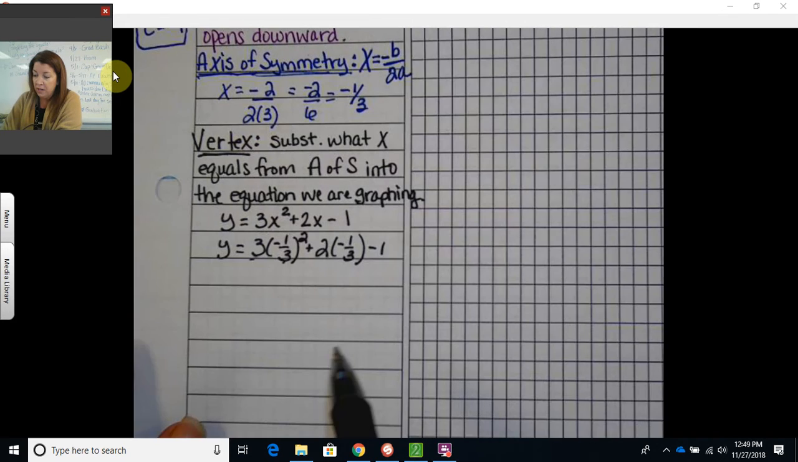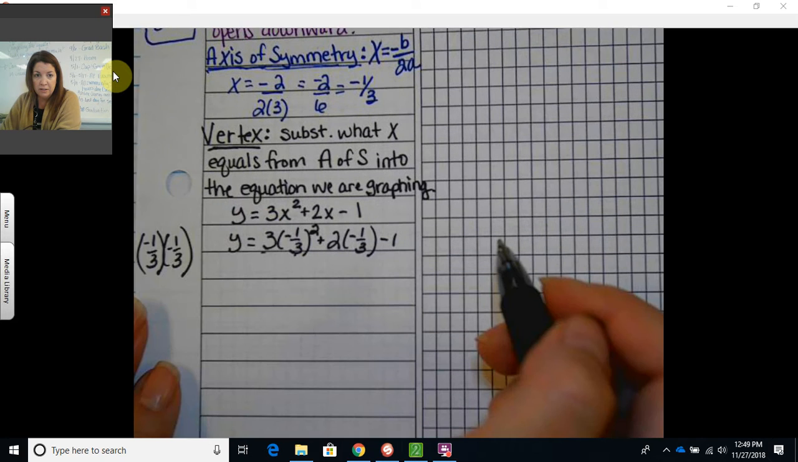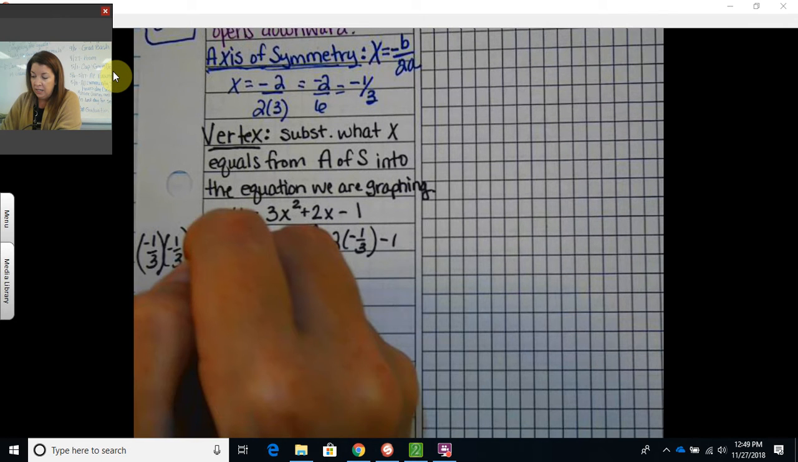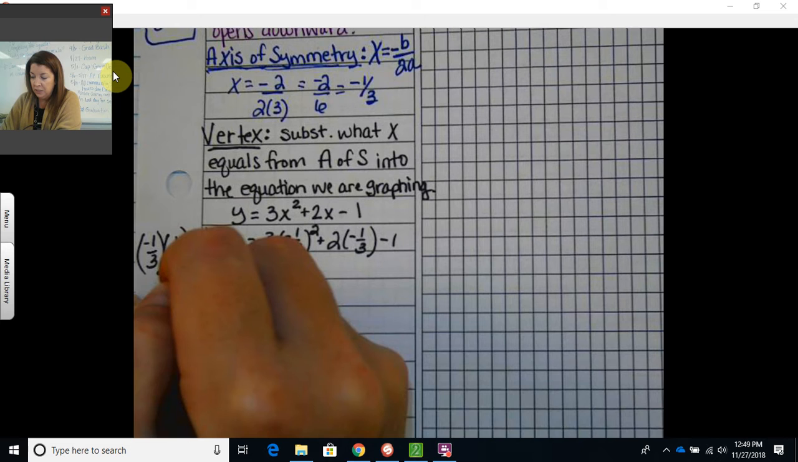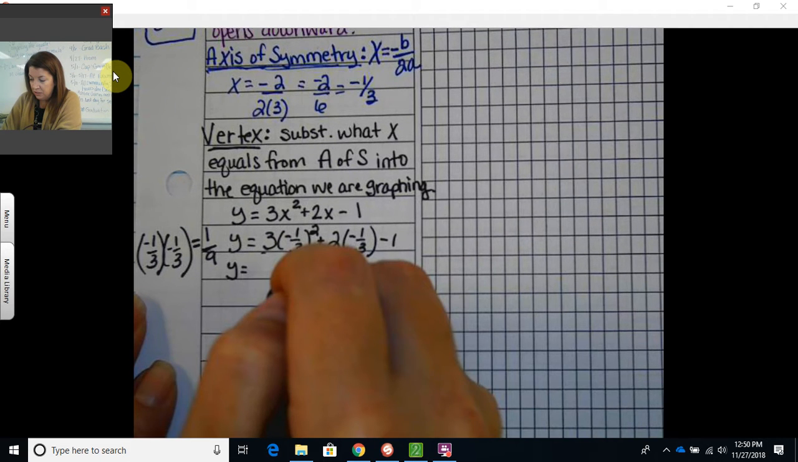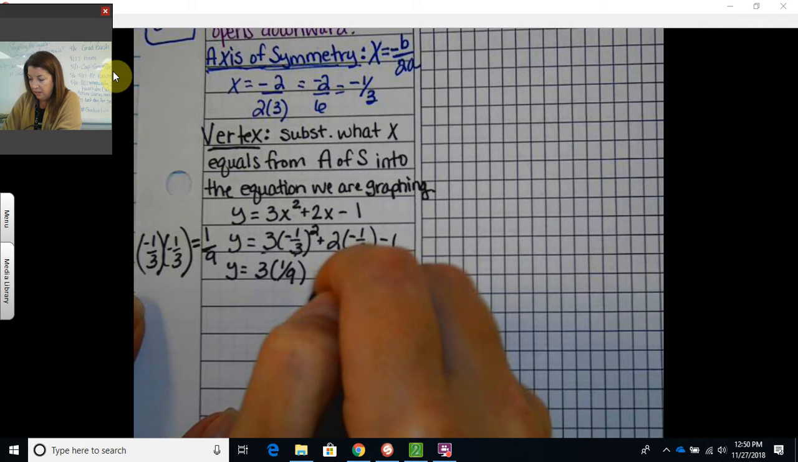So we know that's the same thing as negative 1/3 times negative 1/3. And we know that when we multiply two fractions together, we do numerator times numerator. So negative 1 times negative 1 is positive 1. And denominator times denominator. 3 times 3 is 9. So that is 3 times 1/9. And I'm just going to write everything else the way it is for now.